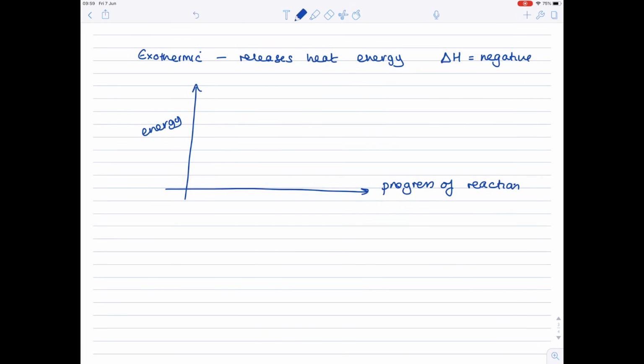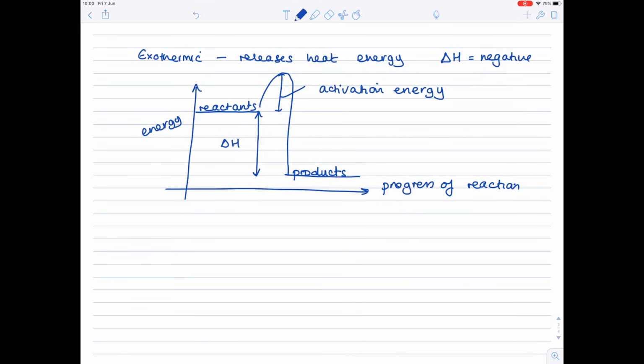Now, because the enthalpy change is negative, it means that the reactants need to start at a higher energy compared with the products. The difference between their two energies is known as the energy change or the enthalpy change, so we label that delta H. And then in terms of labeling the activation energy, it's the distance from the reactants to the peak. And remember that the activation energy is the minimum amount of energy required for a reaction to occur.